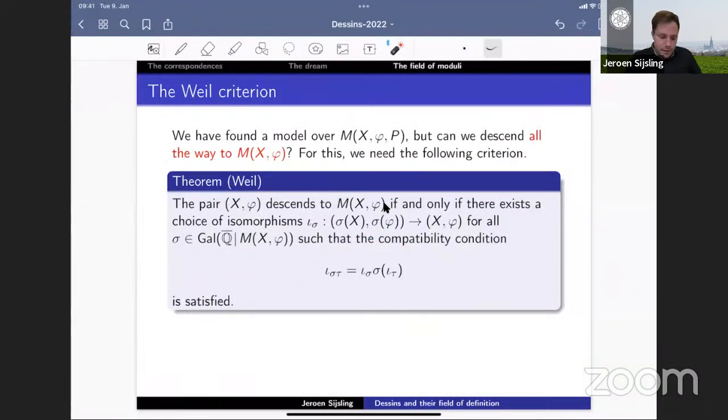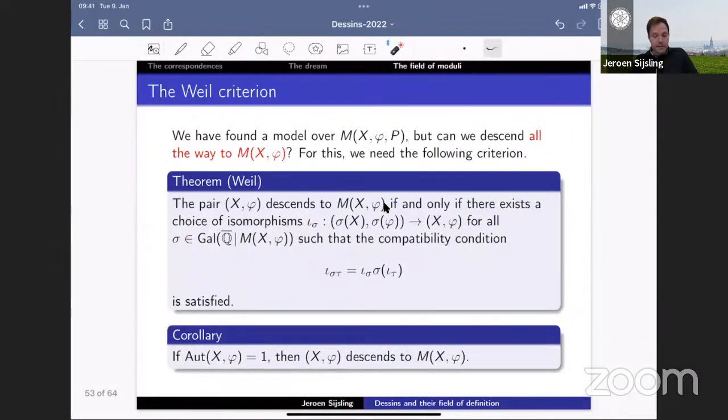Both of these are isomorphisms, in fact, between sigma tau of x and x, but you want them to be equal. And that is a real condition. You have to fix your I sigma in such a way that this holds for any pair sigma tau. And here's the corollary then: no automorphisms implies descent, as you said.